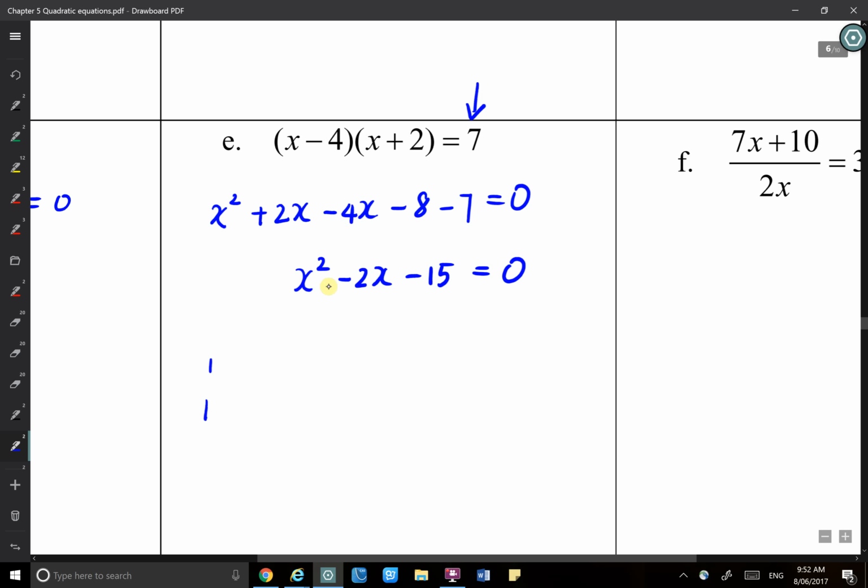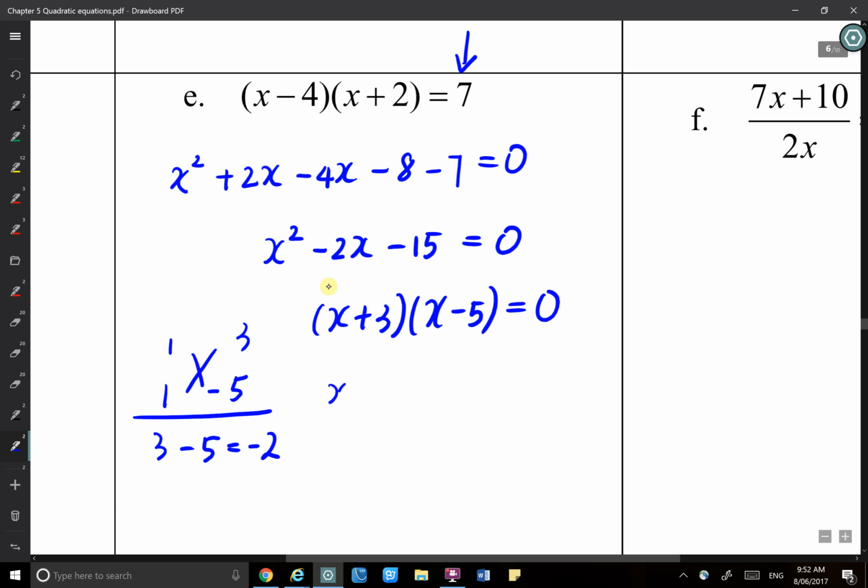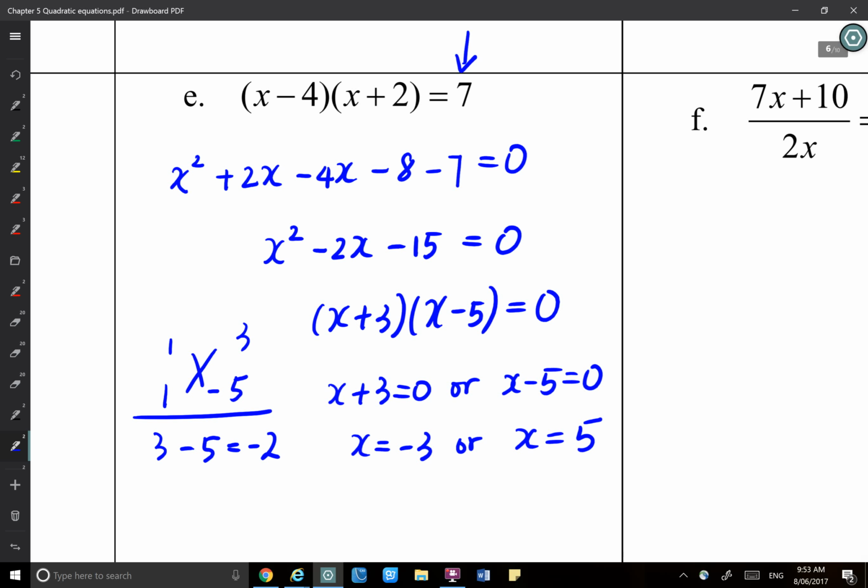So 3 and 5 will give me 2. So negative 2, I will have negative 5, which is correct in this case. So it is x plus 3, x minus 5 equals 0. Therefore, x plus 3 equals 0 or x minus 5 equals 0. x will be minus 3 or x will be positive 5. Two solutions, okay, in this question, two solutions.